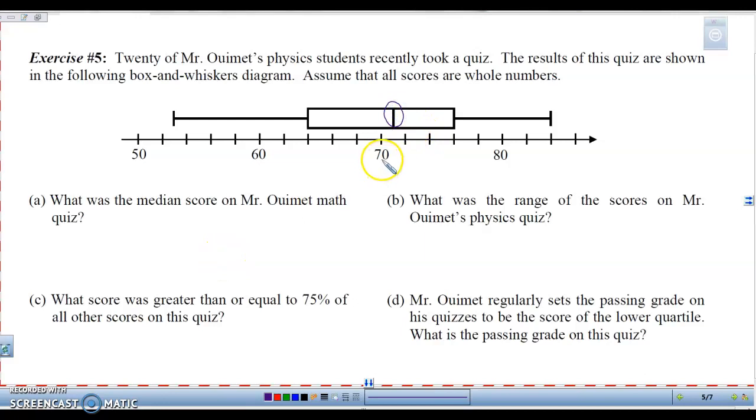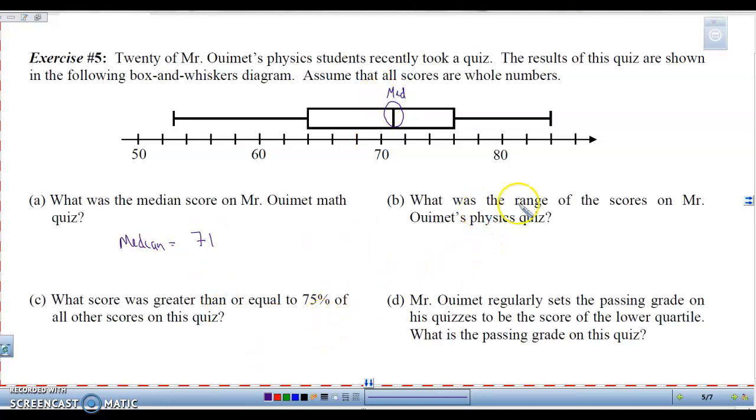All right, now look at your scale here. This is going 70 to 80, 72, 74, 76, 78, 80. So if this is halfway between 70 and 72, that means the median would be 71, because this is the median right here.